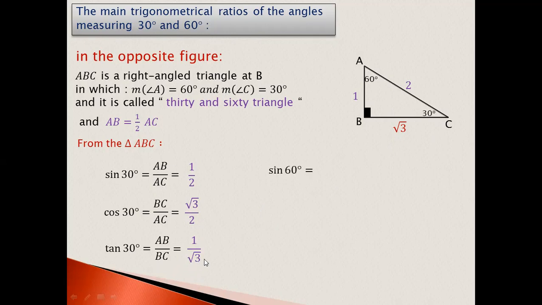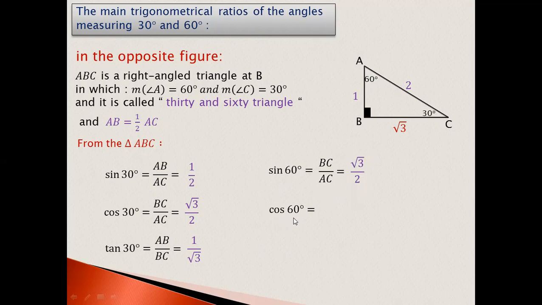Also, we can find the trigonometrical ratios according to the angle whose measure is 60°. Sine of the angle 60 equals the ratio between the opposite side of the angle 60 and the hypotenuse. And the opposite side of the angle 60 is BC, √3, and the hypotenuse is 2, so it's going to be √3 over 2.